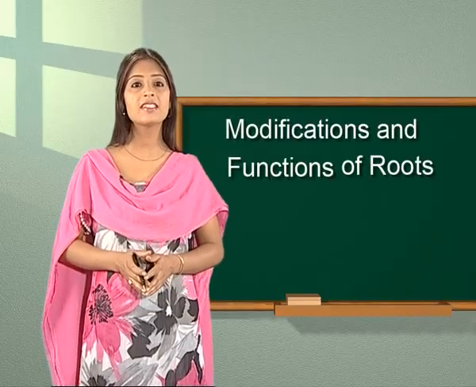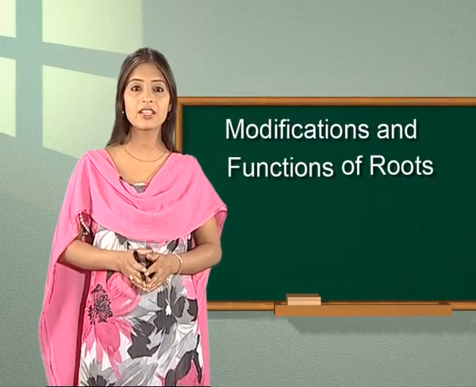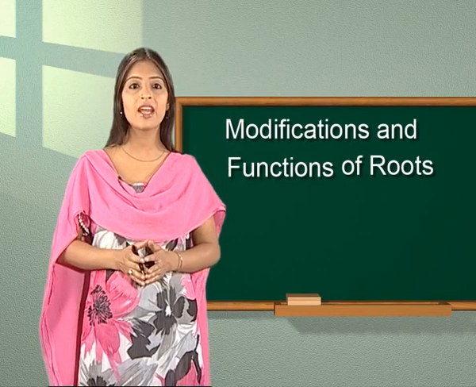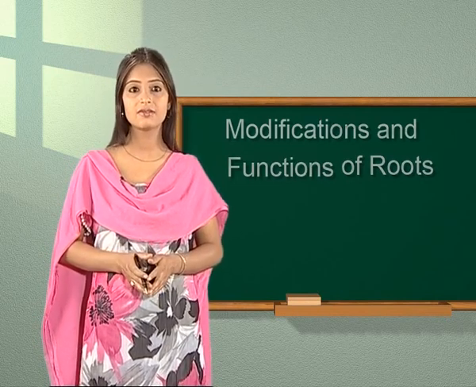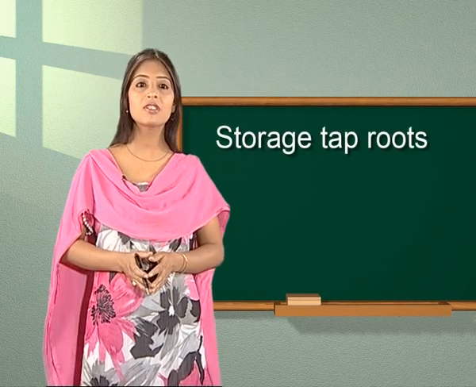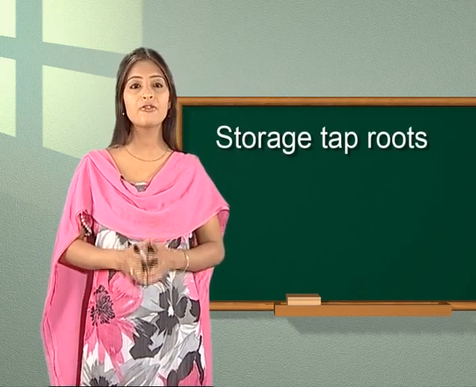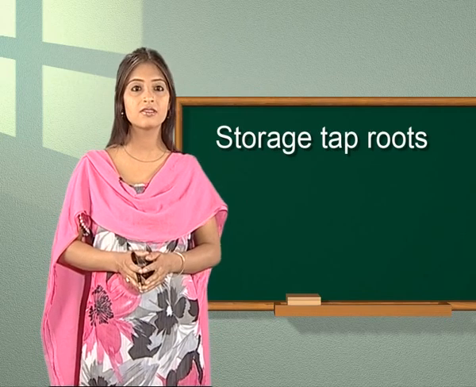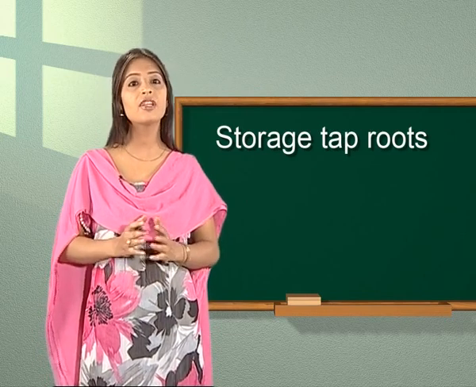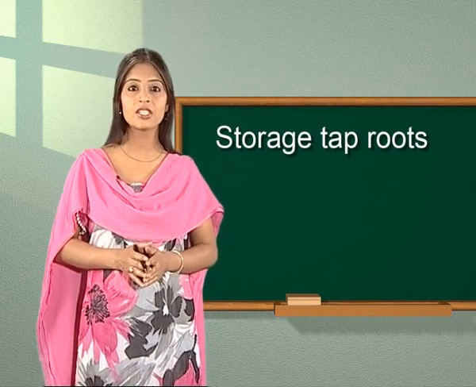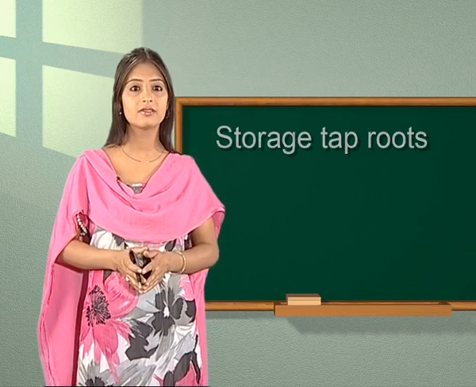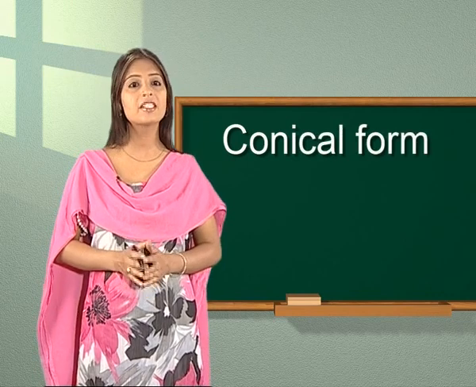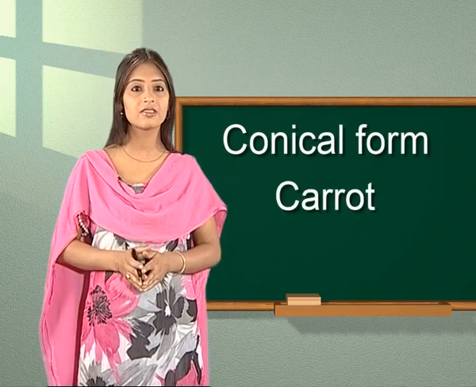Roots in some plants change their shape and structure and become modified to perform some special functions. Storage tap roots are the roots modified for storage of food. Here, the food is stored in the primary root and as a result, it gets swollen. Conical form is present in carrot.